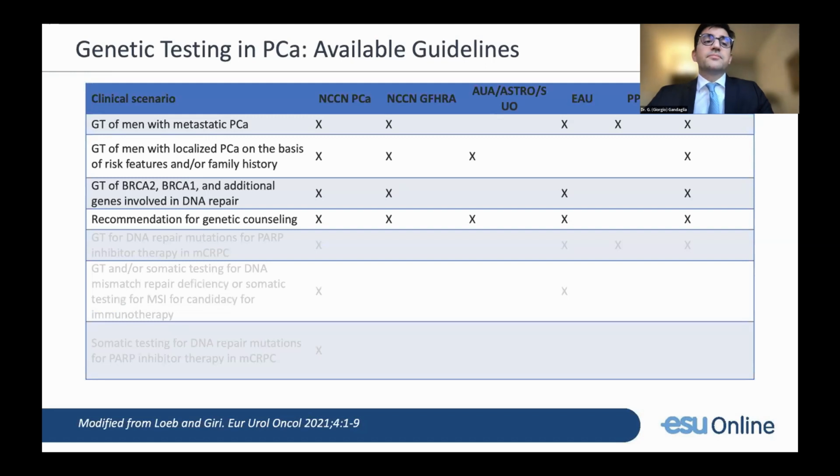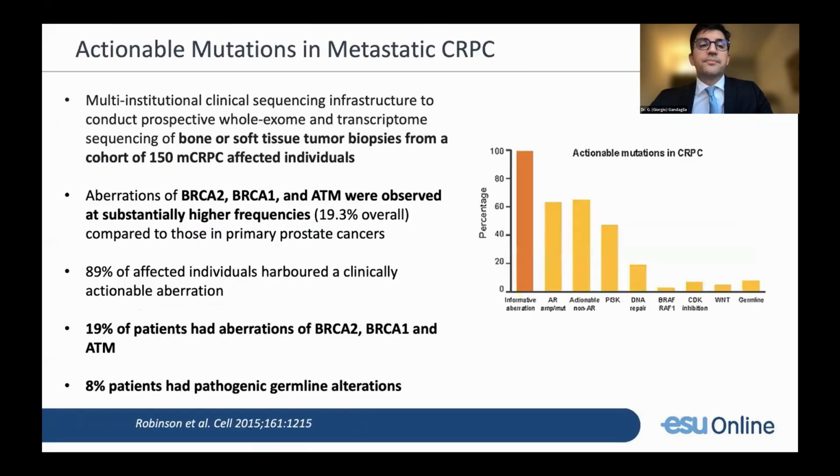Guidelines are describing the role of germline testing for men with prostate cancer, and they typically recommend germline testing for men with metastatic prostate cancer or for men with localized prostate cancer on the basis of risk features and family history. We should consider germline testing of BRCA2, BRCA1, and additional DNA repair genes, and we should also consider genetic counseling. When we talk about metastatic patients, we should also consider actionable mutations, and we should also consider somatic testing.